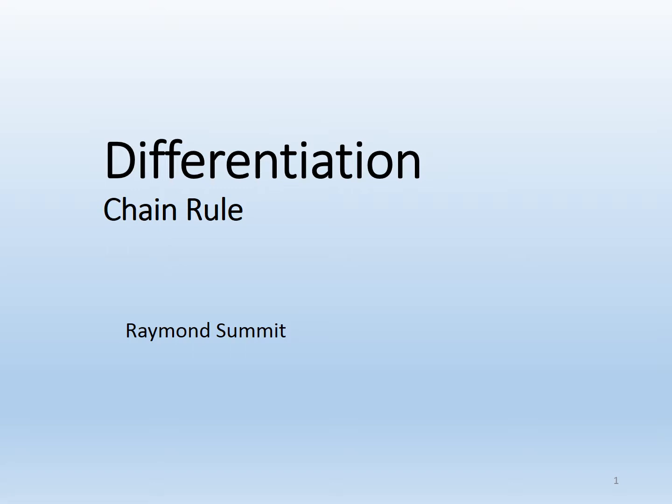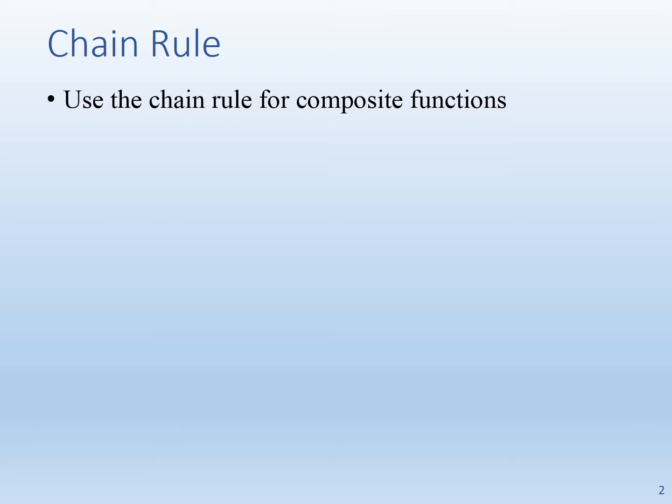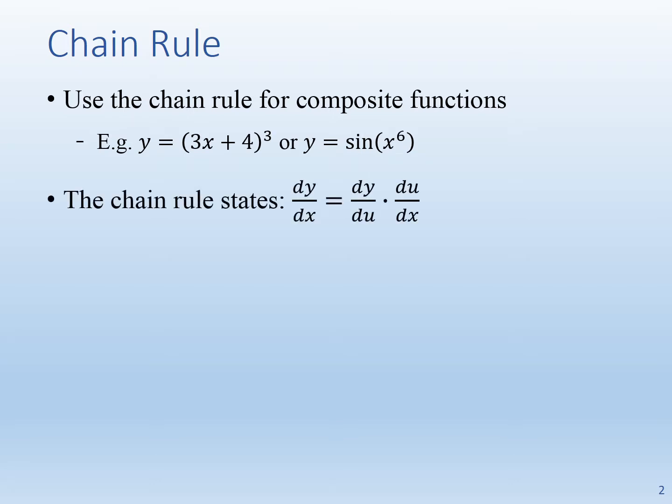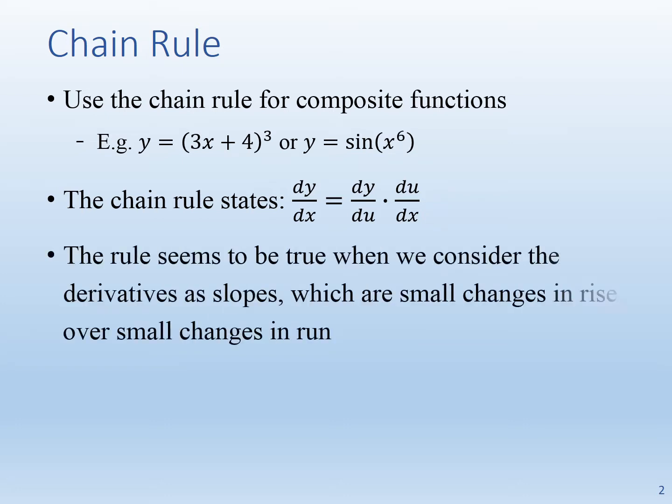In this lesson, I'll introduce you to the chain rule. The chain rule is used when we have composite functions. Here we have a 3x plus 4 inside the cube function. We've got an x to the 6 inside the sine function. The chain rule states that the derivative of y with respect to x is the same as the derivative of y with respect to u, and then the u with respect to x.